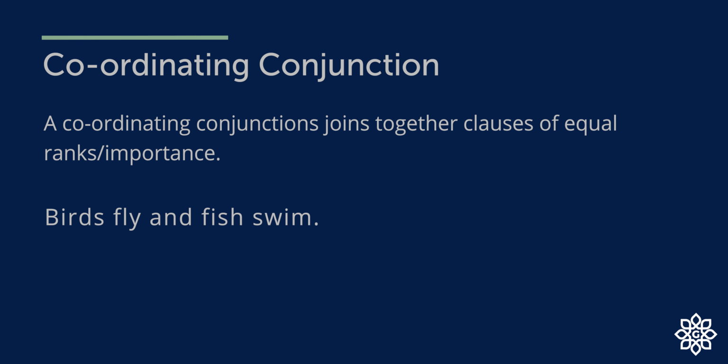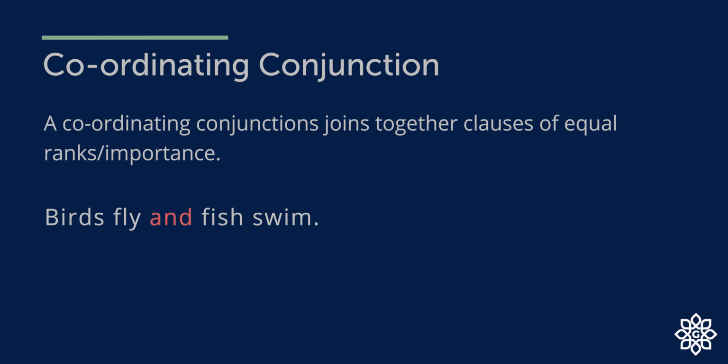Here there are two independent sentences. Birds fly is the first sentence which has the subject birds and predicate fly. Fish swim is the second sentence, which has the subject fish and predicate swim. And these two sentences carry equal importance and are connected by the conjunction and.